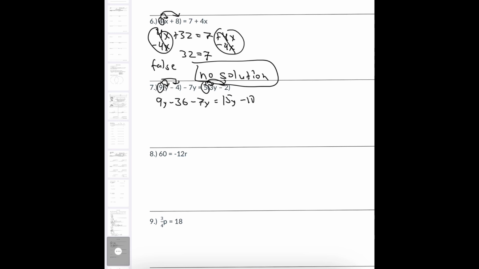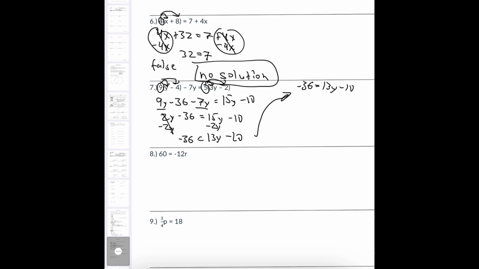Okay, now I do have some like terms to combine. I have 9y minus 7y. I can combine that to make 2y minus 36 equals 15y minus 10. Now I have variables on both sides, so I'm going to subtract 2y from both sides, which will cancel out on the left and give me 13y over here on the right. So now I have negative 36 equals 13y minus 10. I'm going to bring this up here to the top, so I have more room.